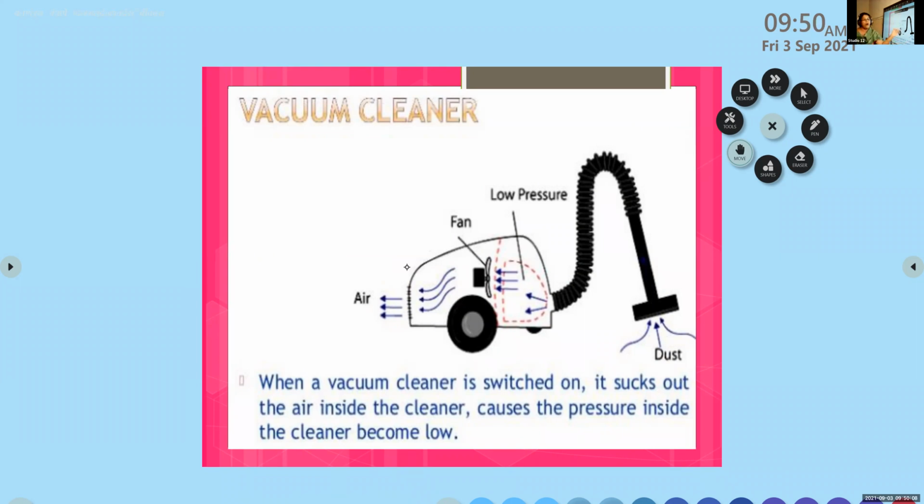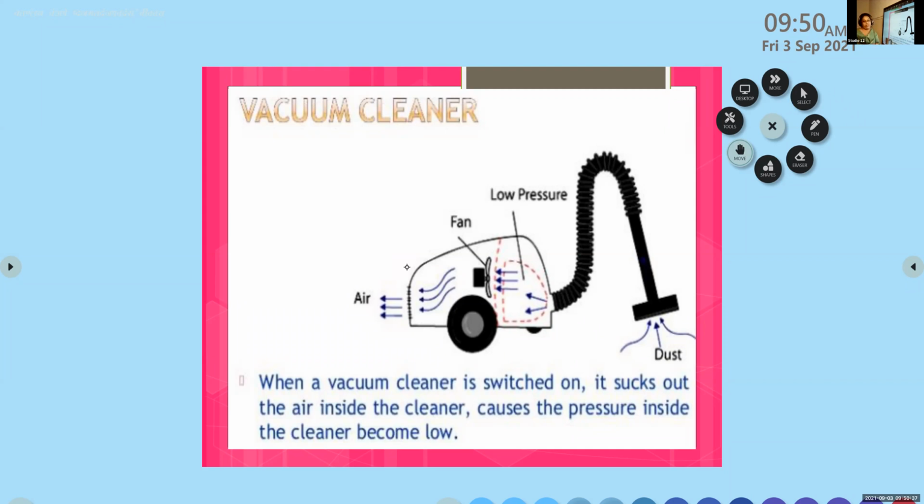So before dust sucking, the vacuum pump has air. When you switch it on, what will happen? The air inside the vacuum pump will be removed, and the outside atmospheric pressure becomes more and it will push the dust inside the vacuum pump from the furniture and carpet. So this is also an application of liquid pressure.